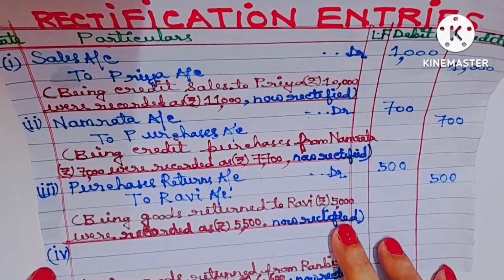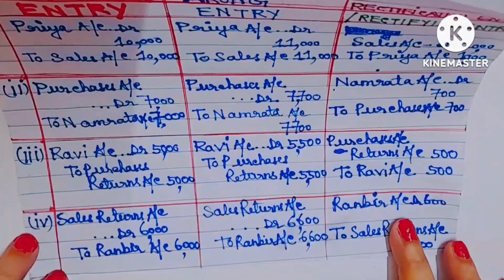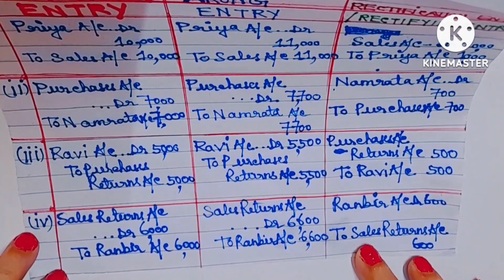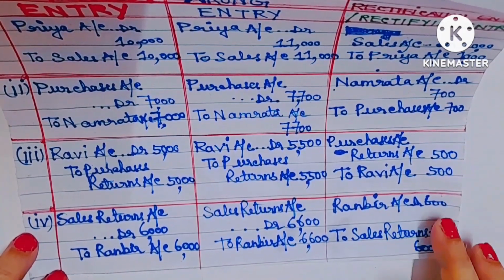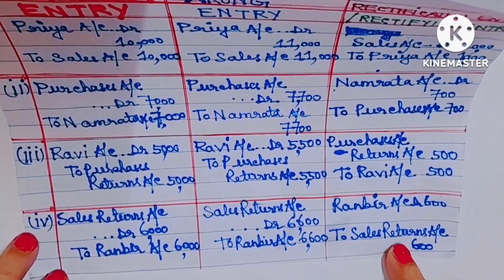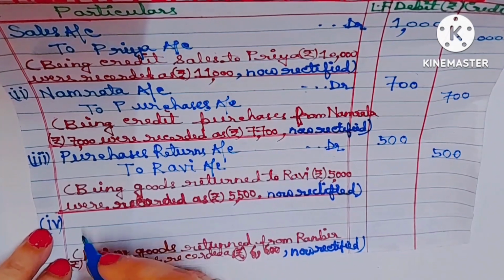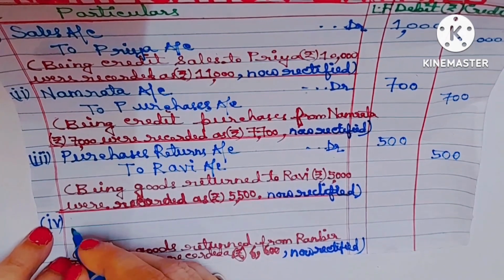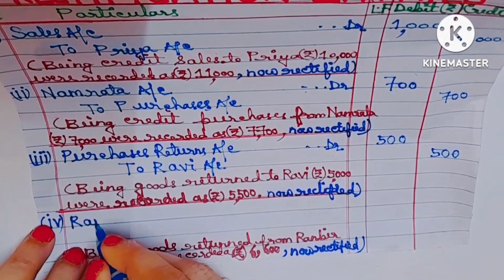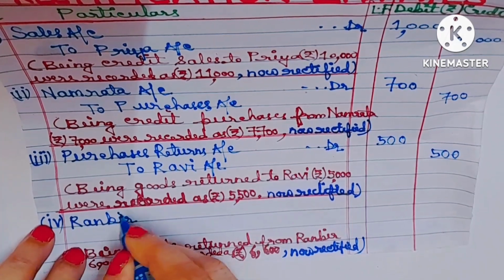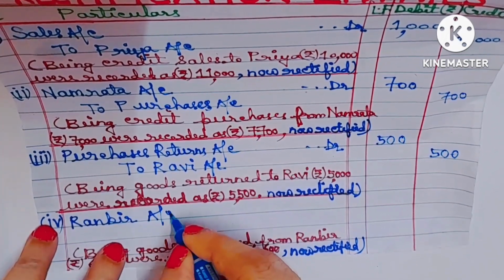Okay, now let's see the last rectifying entry. The last rectifying entry is Ranbir account debit 600 to sales returns account 600. So let's write. The last rectifying entry is Ranbir account debit.